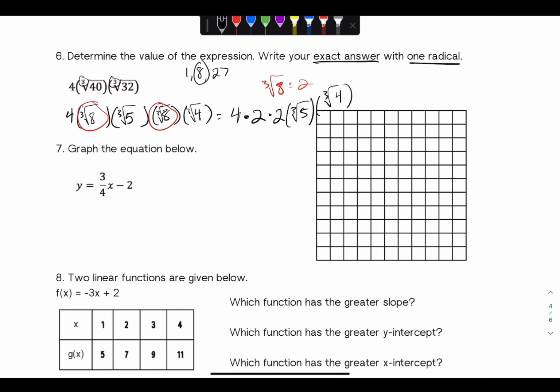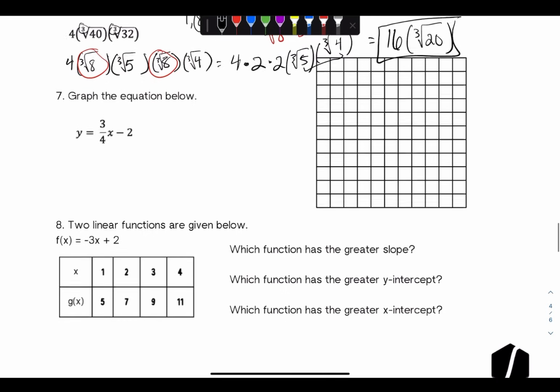So now, let's see what we end up with here. 4 times 2 times 2, that's 8 times 2, which is 16. I can go ahead and multiply the 5 and the 4, which is going to give me 20. So I have 16 times the cube root of 20. And I can't simplify the cube root of 20 anymore, so that's as simplified as I can get. And I only have one radical. So there we go. Moving right along, we got number 7.